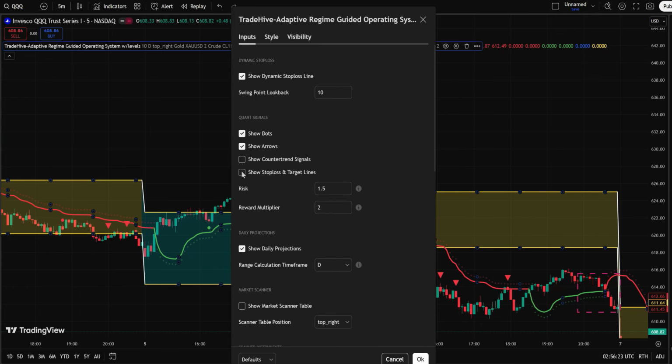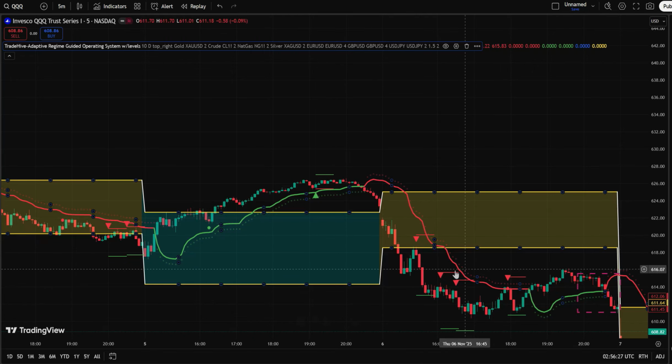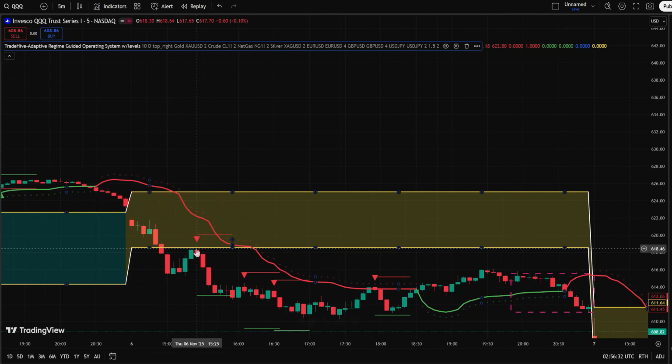So, stop loss and target lines. Whenever you get a confirmed signal like this one, let us proceed with this signal, for example. So you sell out here. This red line is your stop loss. This green line is your target.